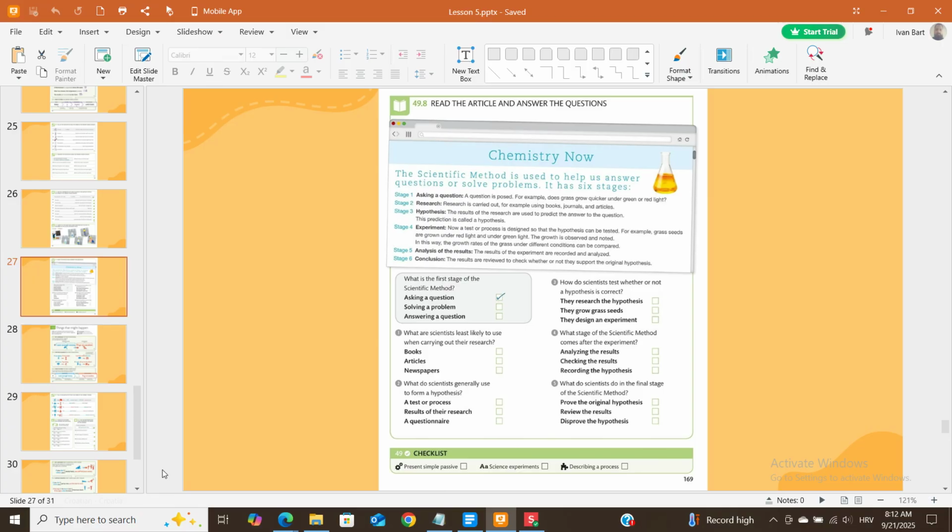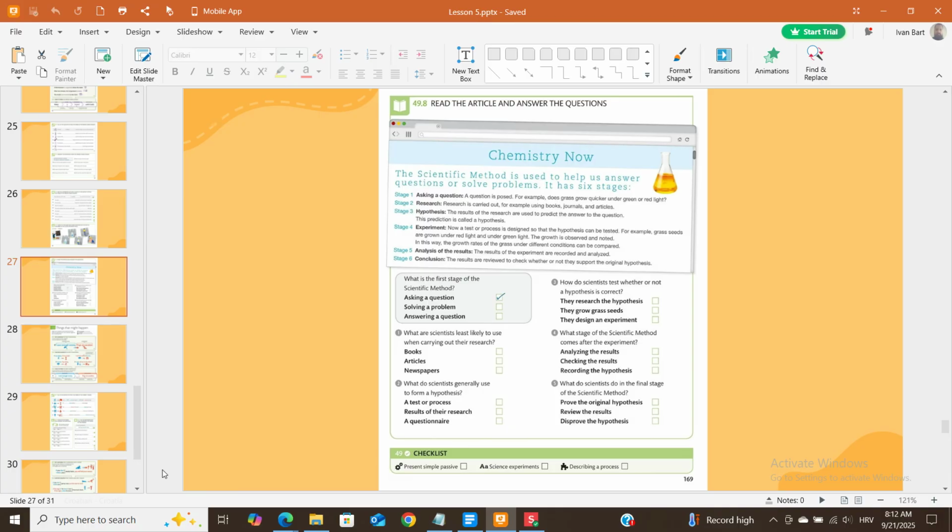Stage 4: Experiment. Now a test or process is designed so that the hypothesis can be tested. For example, grass seeds are grown under red light and under green light. The growth is observed and noted. In this way, the growth rates of the grass under different conditions can be compared. Stage 5: Analysis of the results. The results of the experiment are recorded and analyzed. Stage 6: Conclusion. The results are reviewed to check whether or not they support the original hypothesis.